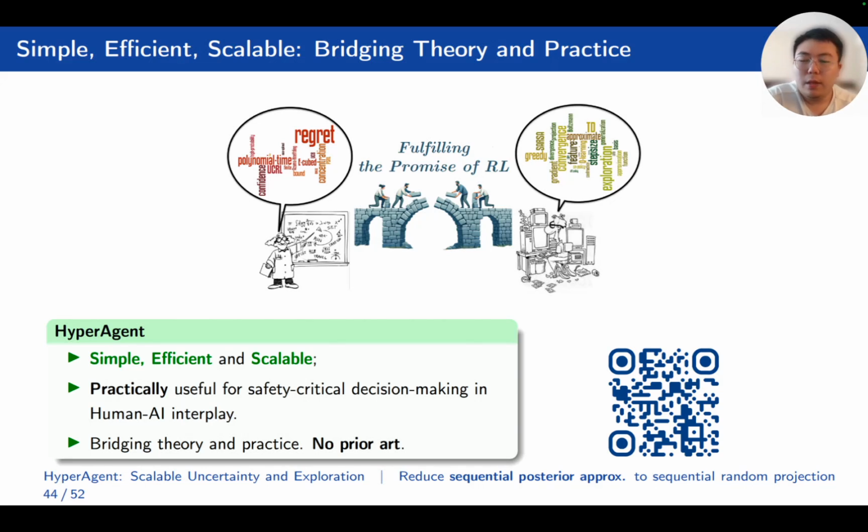Okay. And we bridge theory and practice by proving logarithmic computation complexity and a sublinear regret bound matching the best known randomized exploration algorithms such as LSVI or Thompson sampling, in deep RL and linear contextual bandit respectively.